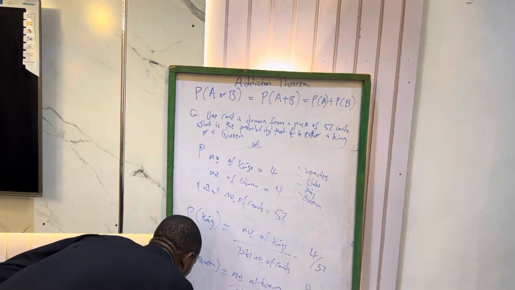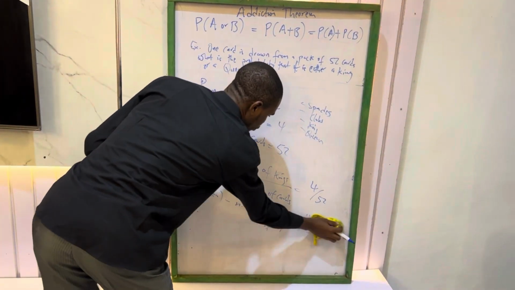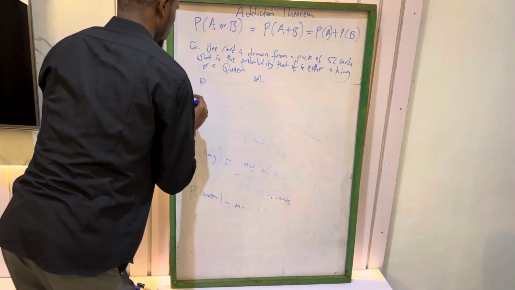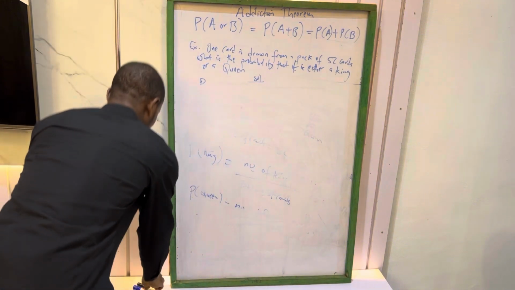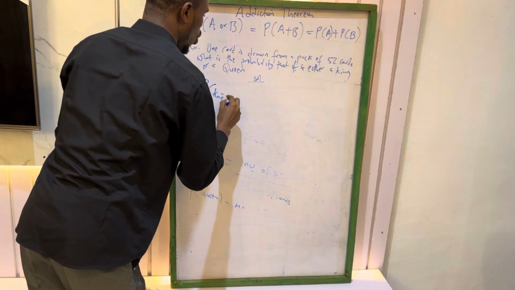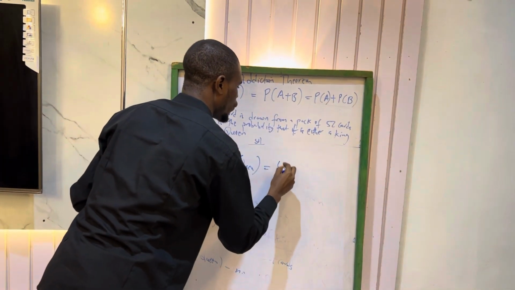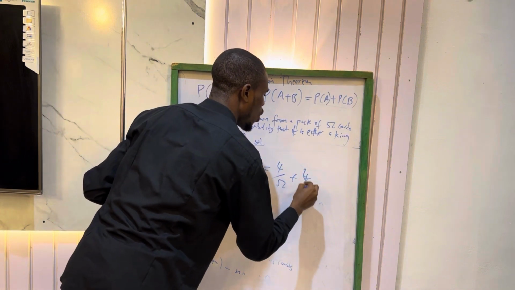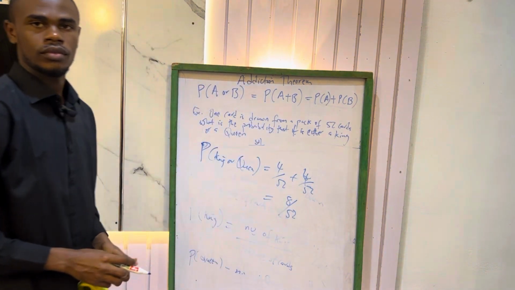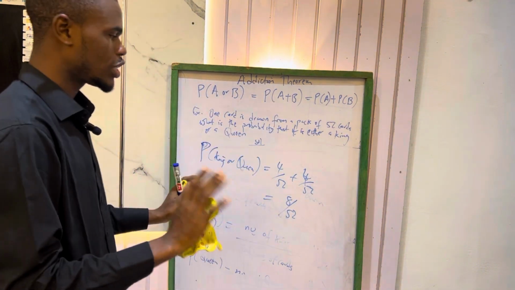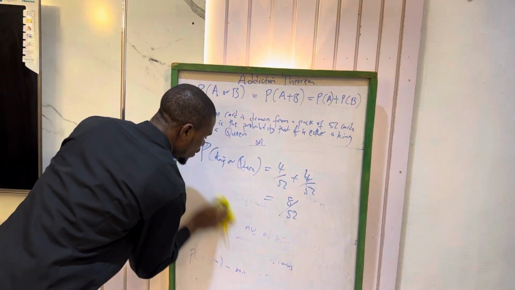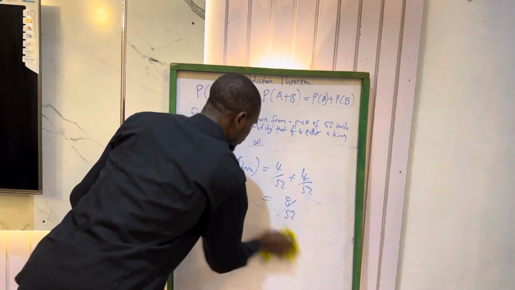So this one will now give us the probability of a king or queen, which is equal to 4 over 52 plus 4 over 52, giving you a total of 8 over 52. It's as simple as that. There's nothing more. You may want to break this down to get your simplest term.